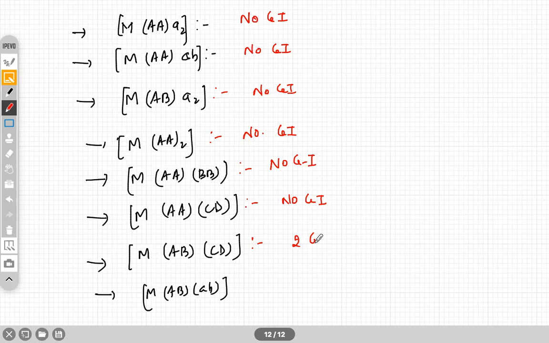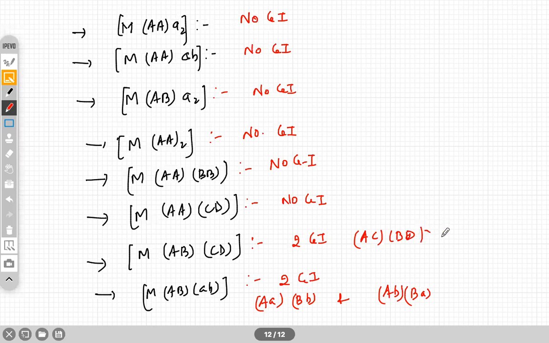Here we have 2 GI, and here we have again 2 GI possible. The possibility is AA, BB, and we can also write AB, BA. Here also in a similar way we can write down AC, BD, and we have AD, BC.